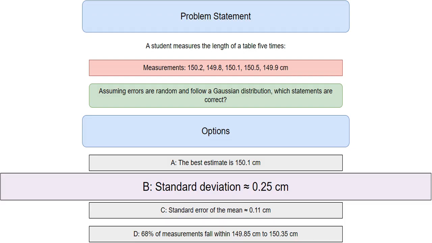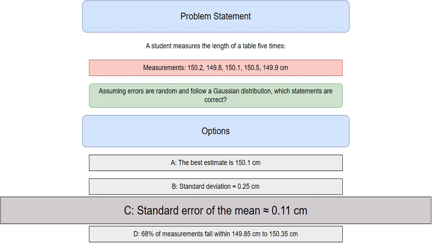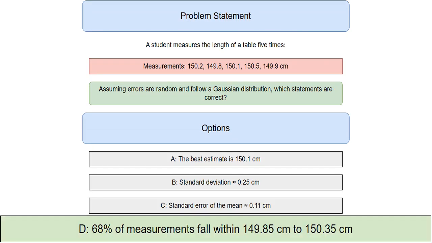It claims that the standard deviation is approximately 0.25 centimeters. The standard error of the mean estimates the precision with which the sample mean represents the population mean. In this option, it's suggested that the standard error of the mean is approximately 0.11 centimeters. Assuming the measurements follow a Gaussian distribution, approximately 68% of the values are expected to fall within one standard deviation of the mean. This option suggests that, for this particular dataset, that range is approximately 149.85 centimeters to 150.35 centimeters.